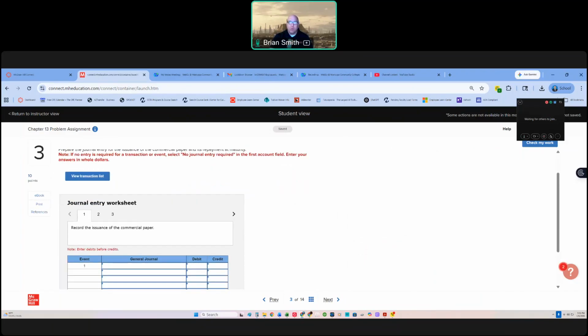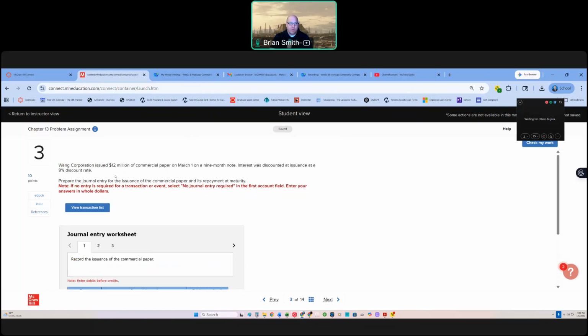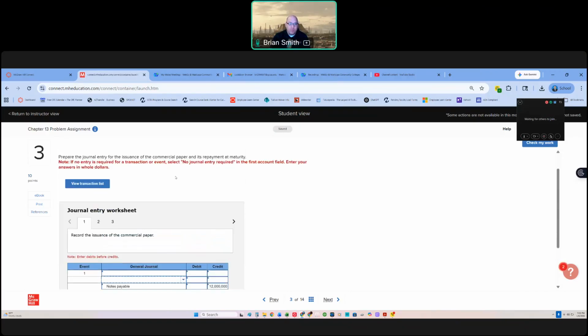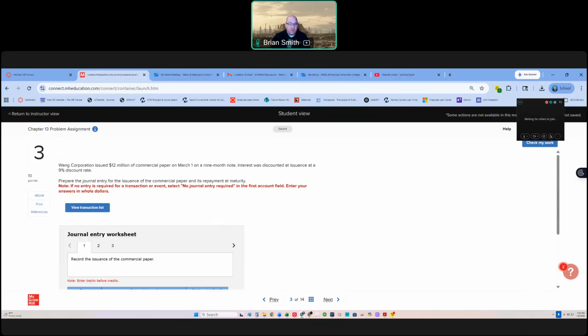All right, let's just do this in pieces. What's the commercial paper? We issued $12 million, so that is a notes payable for 12 million. And what is the cash amount we're going to get? Well, we're going to wait on that first because we need to figure out what the discount on the note payable is. It said it was discounted at 9%, right?